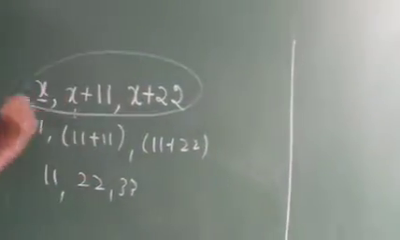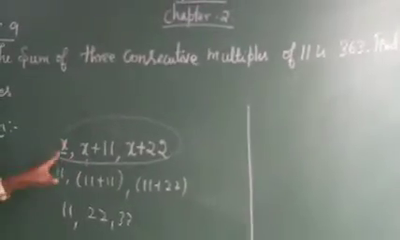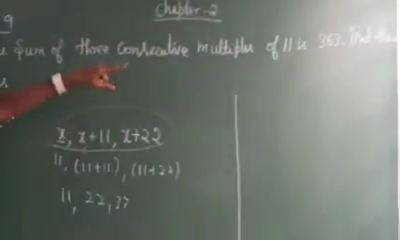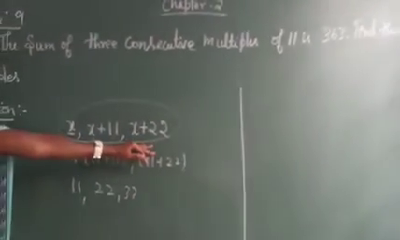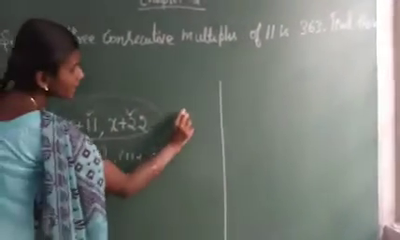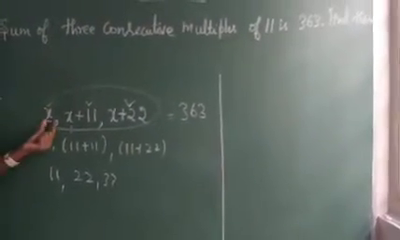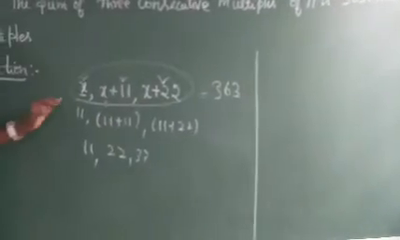So now I am considering the three consecutive multiples of 11 as x, x plus 11 and x plus 22. So what is given? If I add these three consecutive multiples of 11, I am getting 363. So இந்த மூணு consecutives add பண்ணும்போது எனக்கு என்ன கிடைக்குது? 363 கிடைக்குது. So find these multiples. அப்ப இந்த x value என்ன இருக்குன்னு சொல்லிட்டு நான் கண்டுபிடிக்கணும். Have you understood what I am saying?